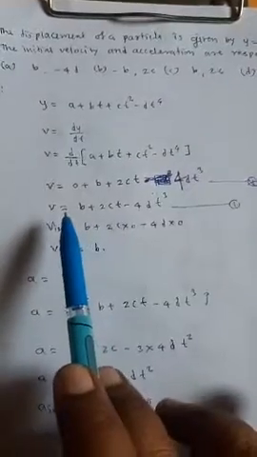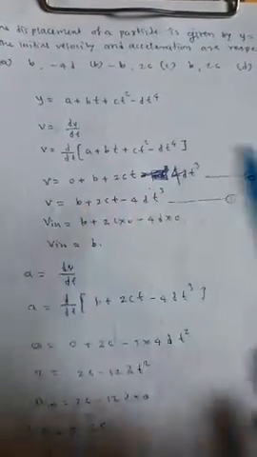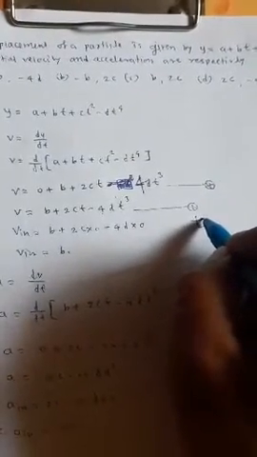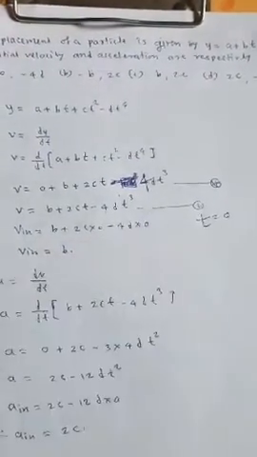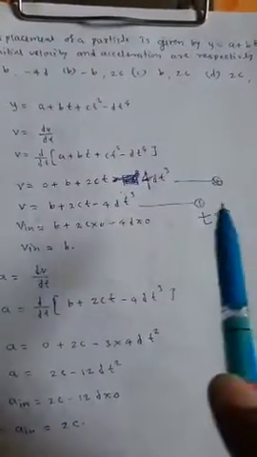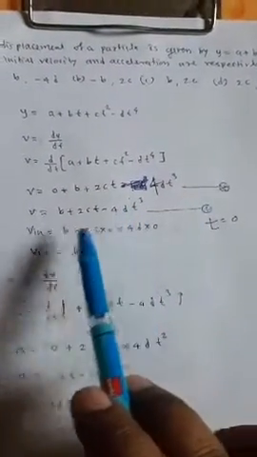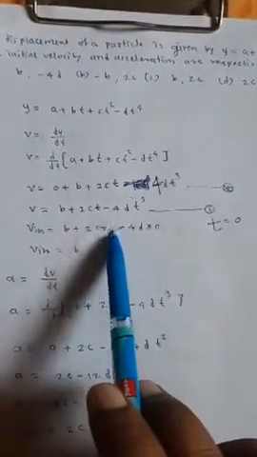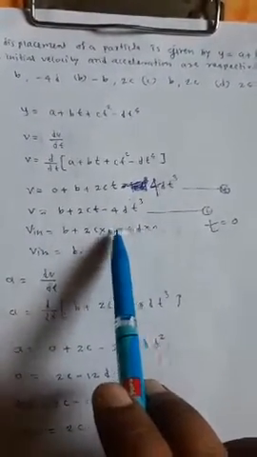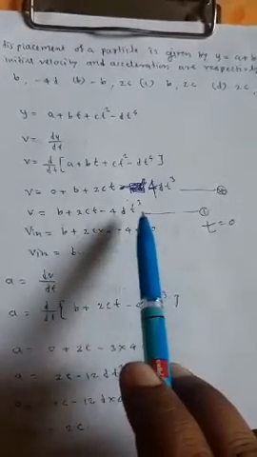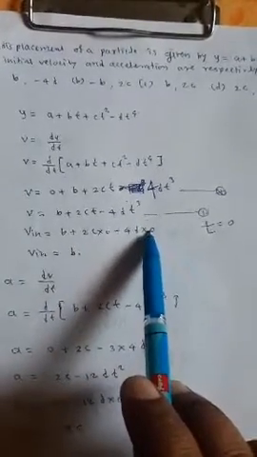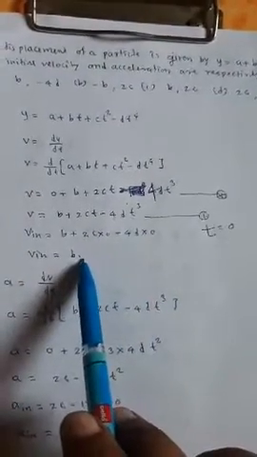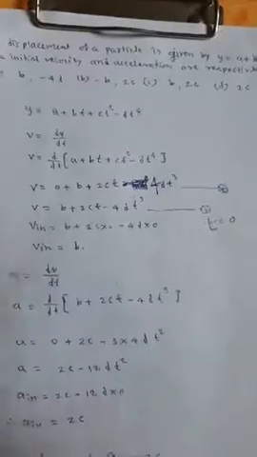But we have to determine the initial velocity. Initial velocity means what? The velocity of the particle at t is equal to 0. How to get the initial velocity? By putting the value of t is equal to 0 in this equation. Therefore, initial velocity is equal to b plus 2c into the value of t, which is 0, minus 4d into the value of t, which is again 0. 0 cube means again 0. Therefore, these two terms become 0, and v initial is equal to b. This is the initial velocity.